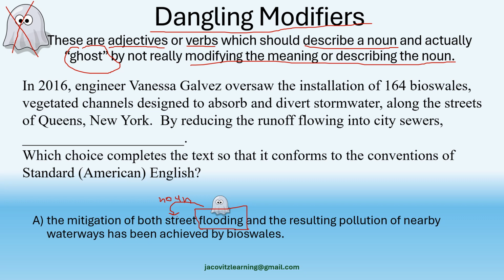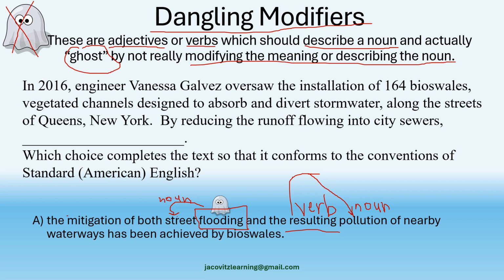Same thing here, "resulting pollution." Resulting is usually a verb, but here it is describing pollution, and pollution is a noun. So guess what? See what I mean? It's a dangling modifier because you're not really describing what you want.